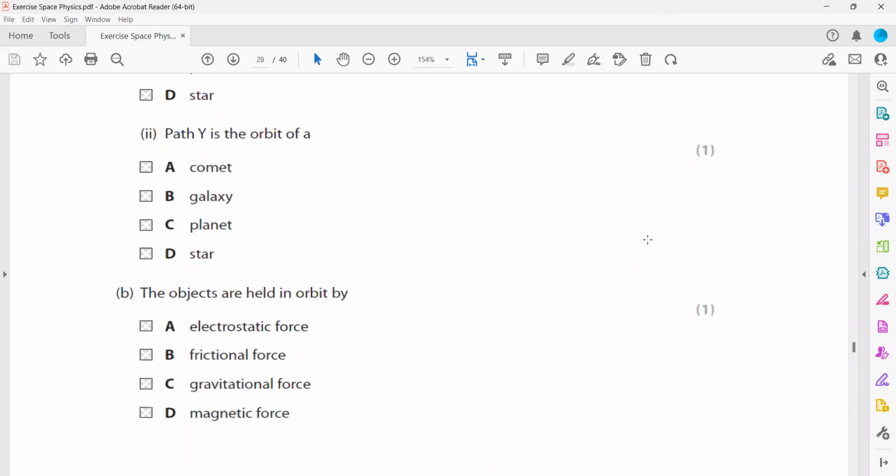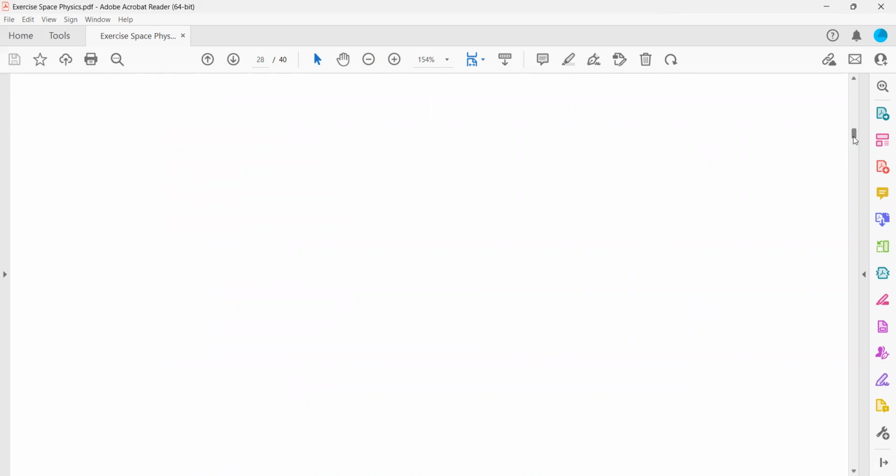So this was question 15 and 16. Next session, we'll discuss more from this exercise of space physics.